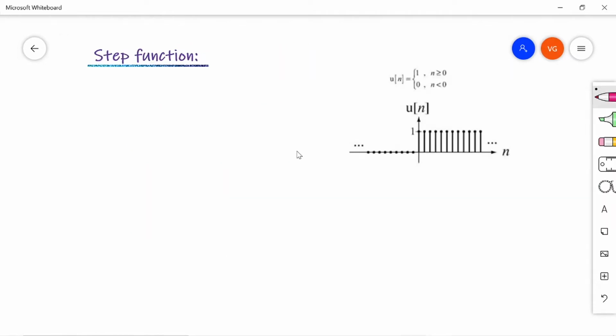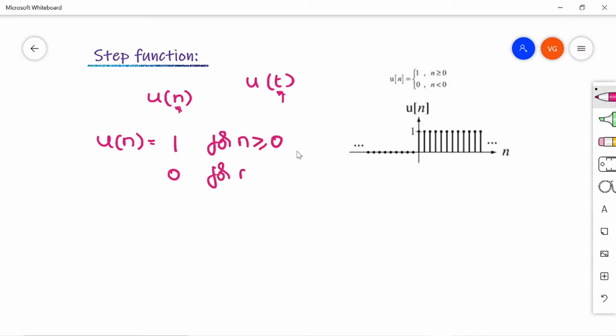The first signal in basic discrete time signals is the step function. Step function is represented with u of n. Unlike your continuous step function, here instead of the time scale t, you are writing it as n. It is indicating the discrete time scale. And this u of n, your unit step function, is defined as 1 for n greater than or equal to 0 and is equal to 0 for n less than 0.